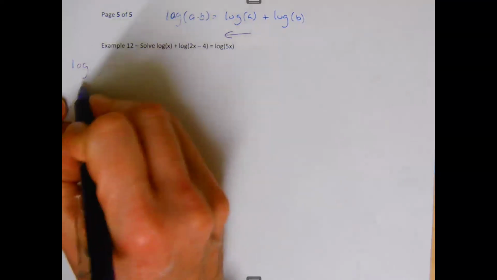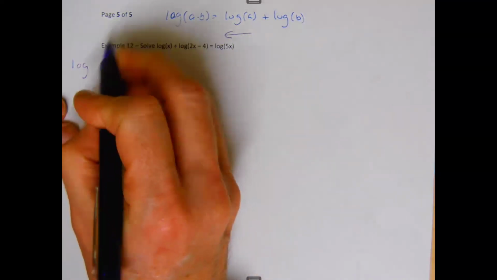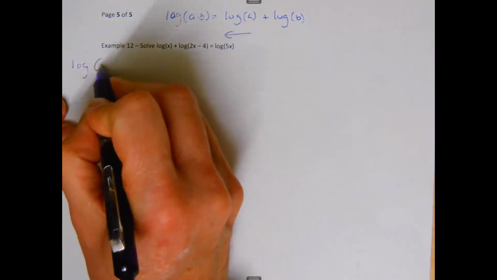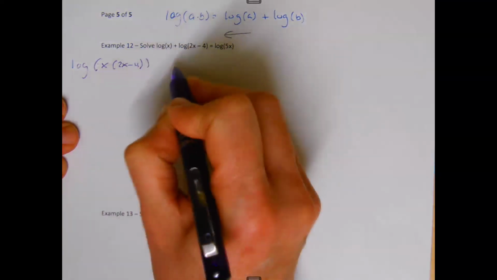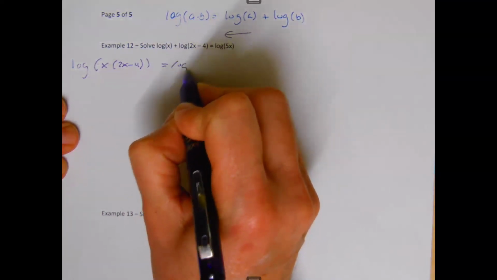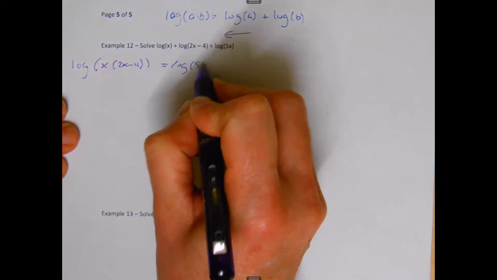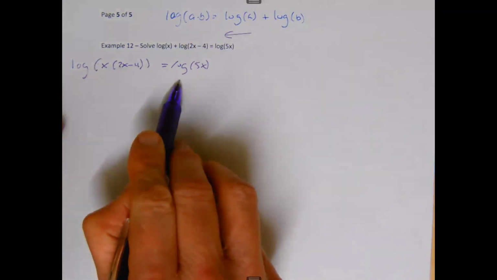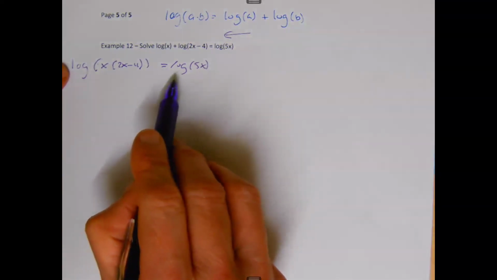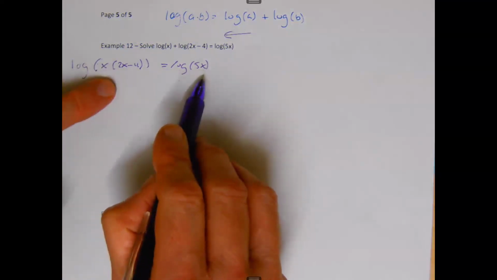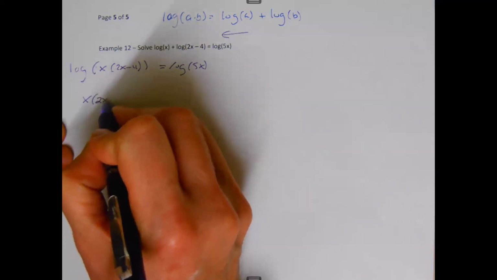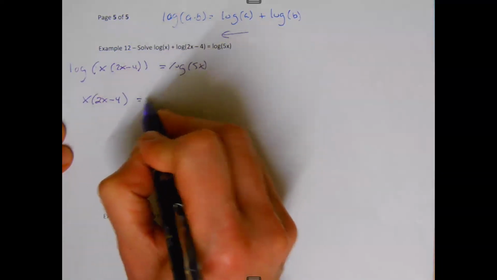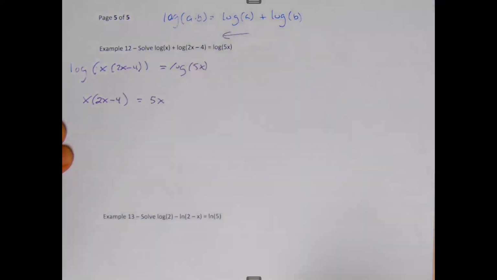So with that log, I'm going to write log of x times 2x minus 4, and this is equal to log of 5x. Because the bases are exactly the same, the only way these two log functions can be equal to each other is if what's inside of them are equal to each other. So let's figure out how to make these two inputs equal to each other. I'll write that down.